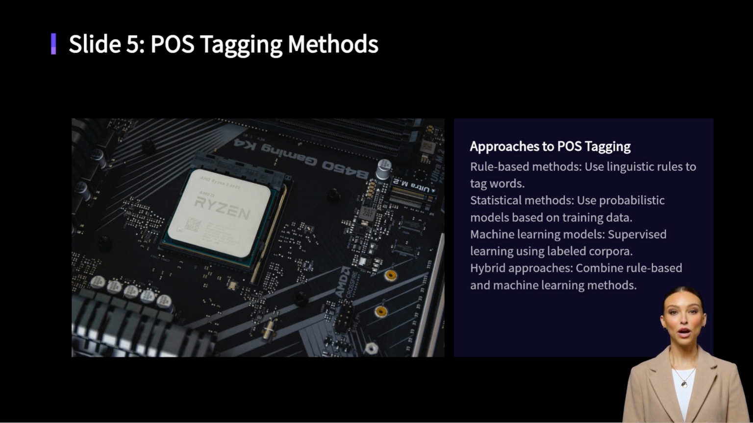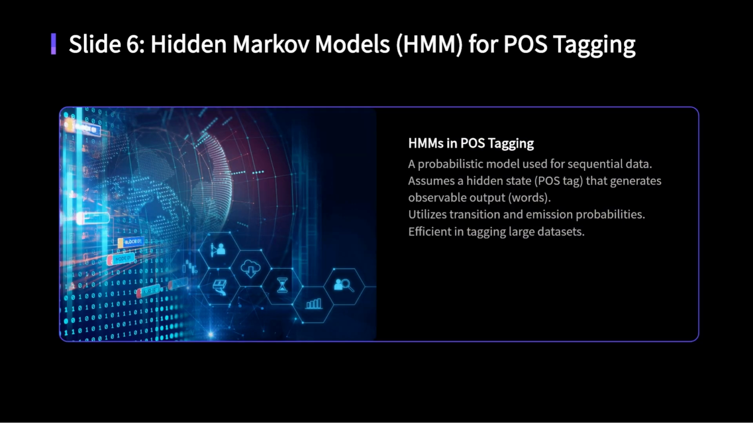For example, a rule-based system might first be applied, and then a machine learning model is used for cases that are harder to handle with rules. One popular statistical model for POS tagging is the hidden Markov model, HMM. An HMM is a probabilistic model that assumes the sentence has an underlying sequence of hidden states, the POS tags, which generate the observed words in the sentence.